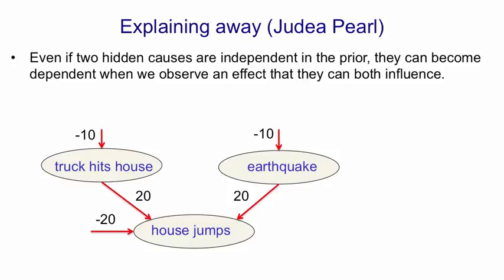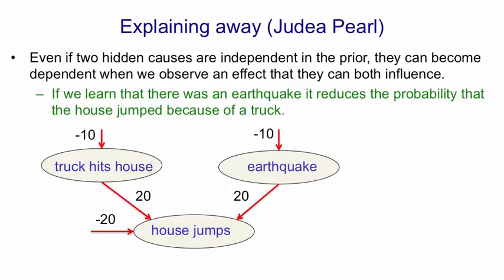So if you see the house jump, one plausible explanation is that a truck hit the house. A different plausible explanation is that there was an earthquake. And each of those has a probability of about e to the minus 10, whereas the house jumping spontaneously has a probability of about e to the minus 20. However, if you assume both hidden causes, that has a probability of e to the minus 20, so that's extremely unlikely, even if the house did jump.